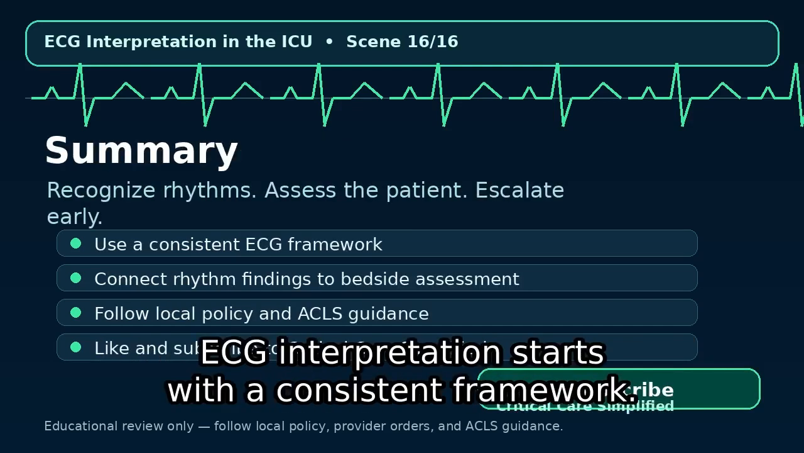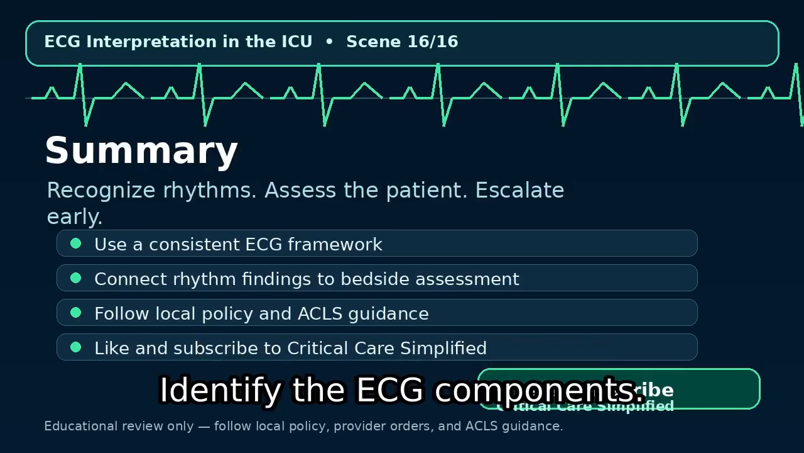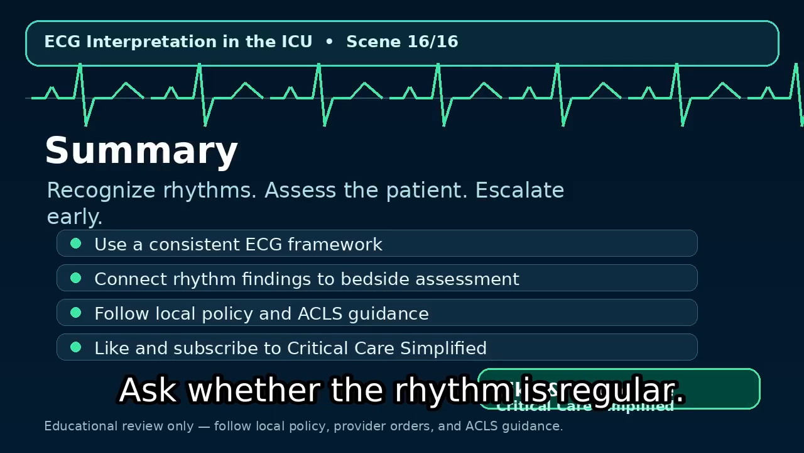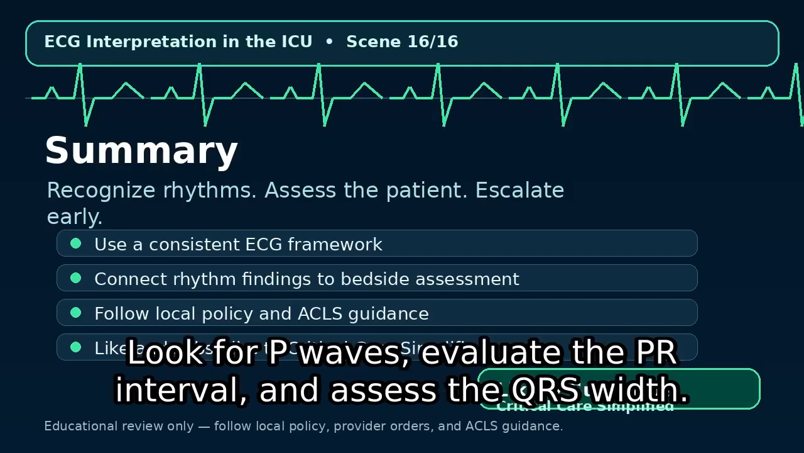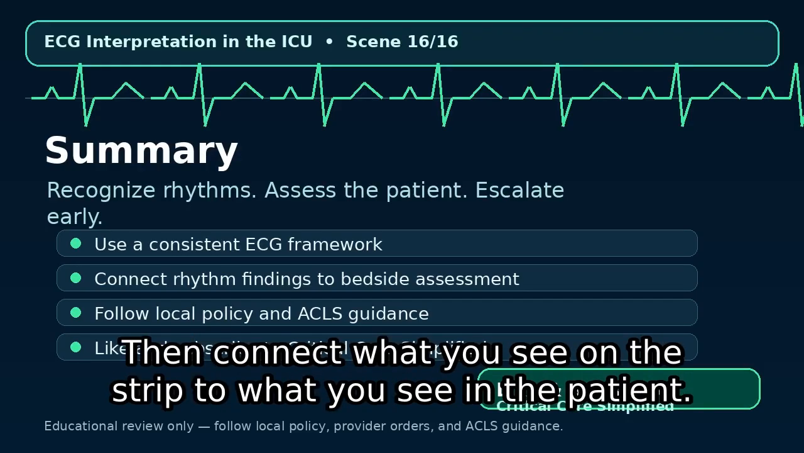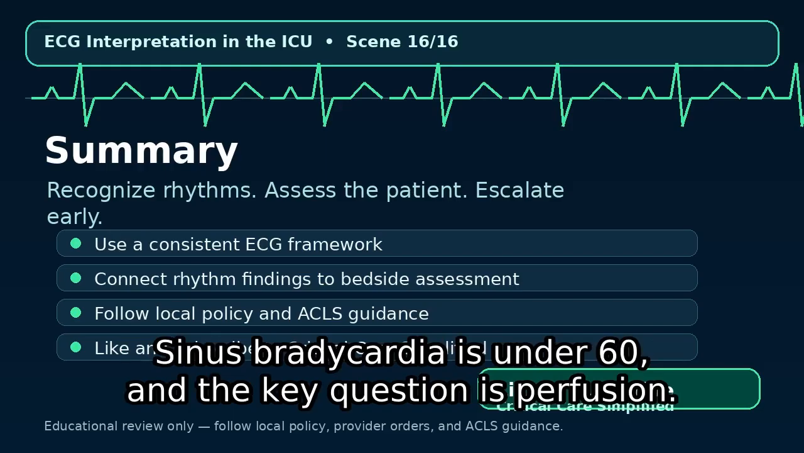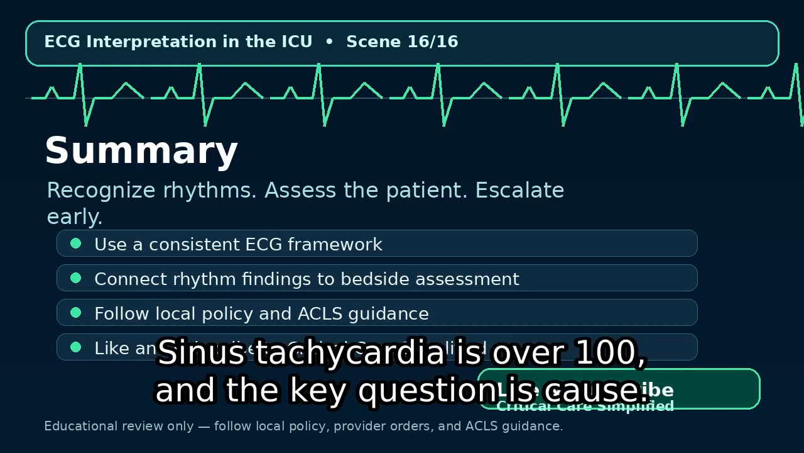Let's summarize. ECG interpretation starts with a consistent framework. Identify the ECG components, estimate the rate, ask whether the rhythm is regular, look for P waves, evaluate the PR interval, and assess the QRS width. Then connect what you see on the strip to what you see in the patient. Normal sinus rhythm is regular, with a rate of 60 to 100. Sinus bradycardia is under 60, and the key question is perfusion. Sinus tachycardia is over 100, and the key question is cause.